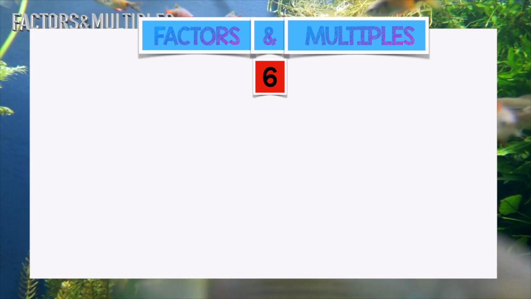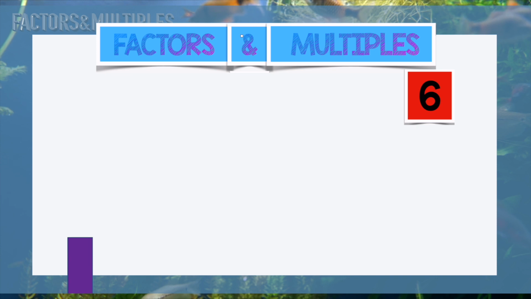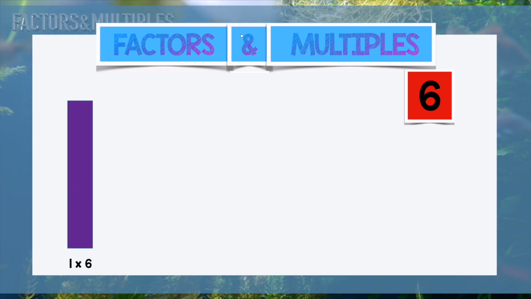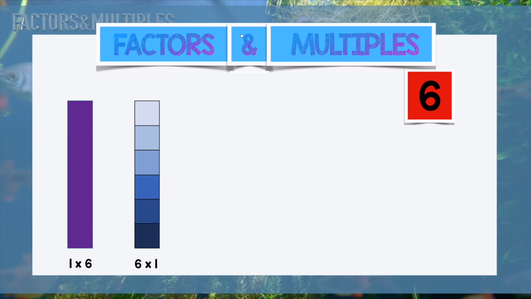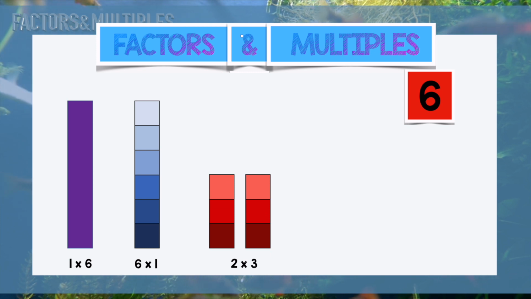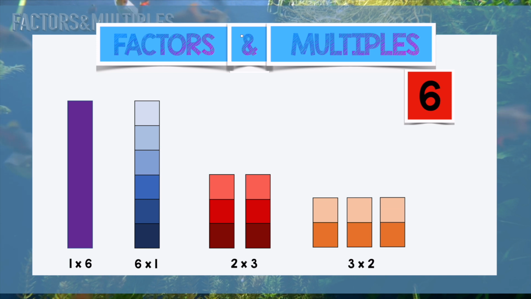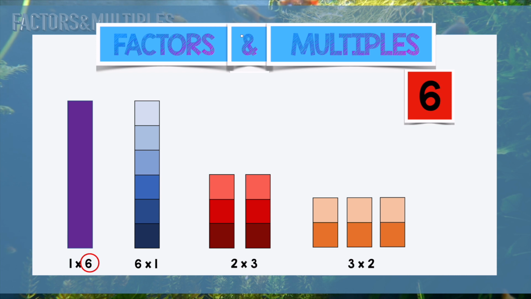We'll start by looking at the building blocks that make 6. So you can have one big block of 6. That's like 1 times 6. Or you could have 6 individual 1 blocks. So that would be 6 lots of 1. And again, you still make 6 this way. Or you could have 2 blocks of 3, which again would give you 6. And lastly, 3 blocks of 2, which will give you 6. So here you can see 6 is a factor, 1 is a factor, 3 is a factor, and 2 is a factor of 6.